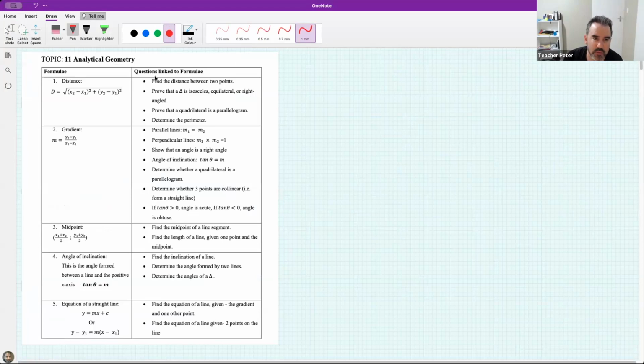And see what we've done and what we still need to do. So the first important thing is the distance formula. We have done all these things.